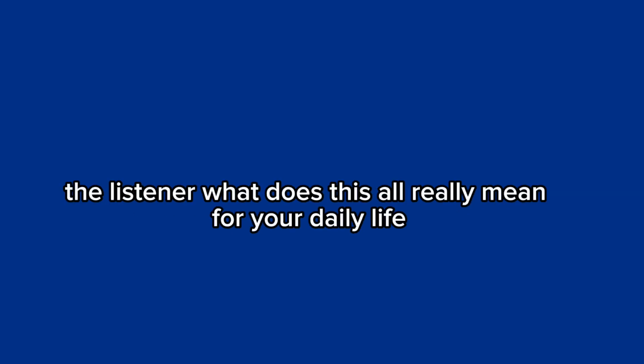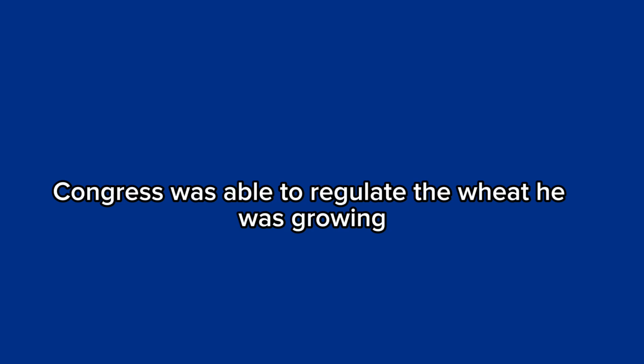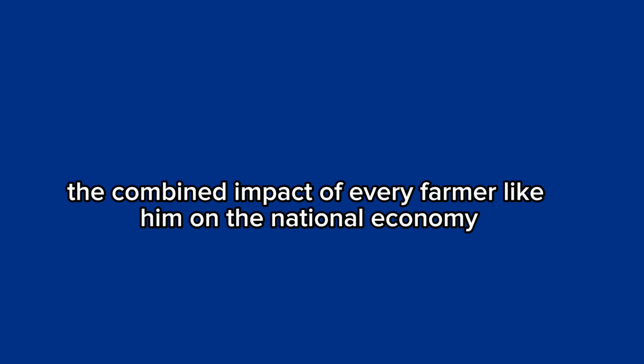So let's bring this back to you, the listener. What does this all really mean for your daily life? Remember that foundational story we talked about, the story of Farmer Filburn. Congress was able to regulate the wheat he was growing just for his own family and his own animals. They could do it because of the aggregate effect, the combined impact of every farmer like him on the national economy. That power of aggregation is still the law of the land.